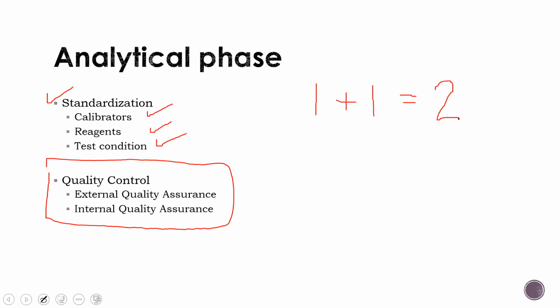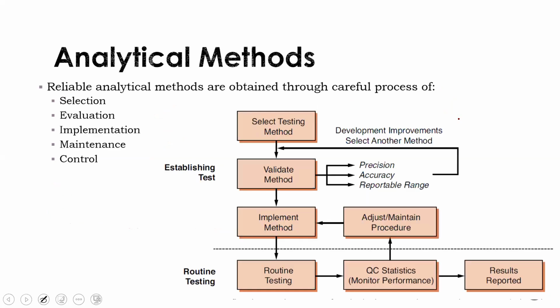Kailangan mong alamin kung tama ba yung nilalabas nung calculator mo o nung machine. Kapag hindi, ito troubleshoot mo siya. Paano mo siya ito troubleshoot? Kailangan mong i-calibrate yung calculator mo or yung machine mo. Kailangan swak siya dun sa reference na meron ka. So, we will talk about this today. Reliable analytical methods are obtained through careful process of selection, evaluation, implementation, maintenance, and control.